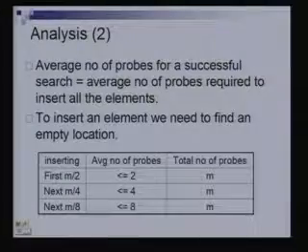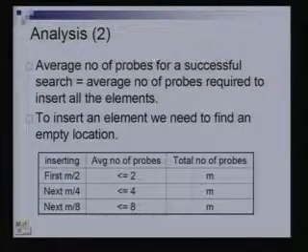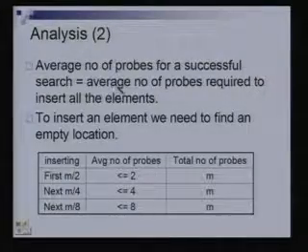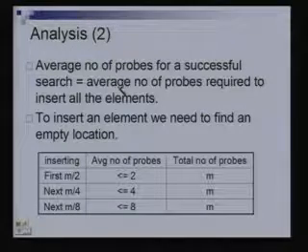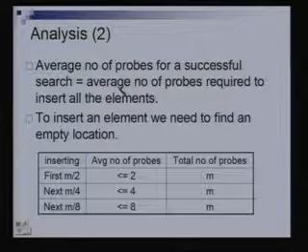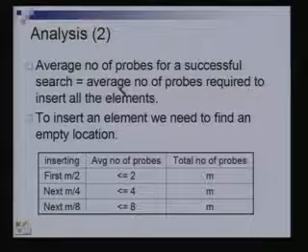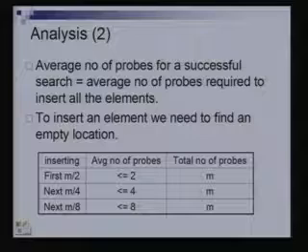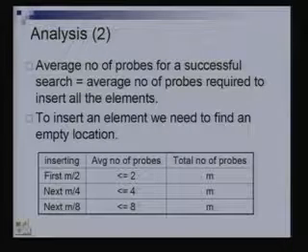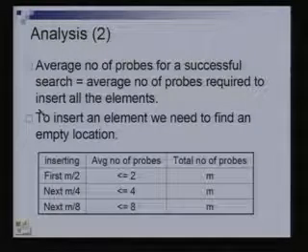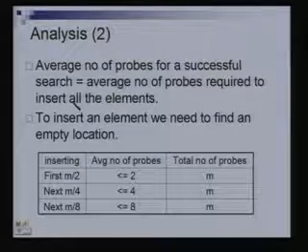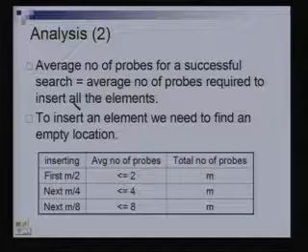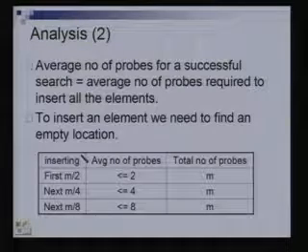If you recall from the last class, the average number of probes required for a successful search is the average number of probes required to insert those elements, because when we were inserting those elements, we were doing essentially the same thing. So it's the same as the average number of probes required to insert all these elements, and this is the quantity I'm going to compute. What is the average number of probes required to insert all the elements that I have in the table? So let's see.